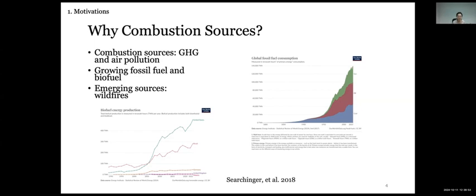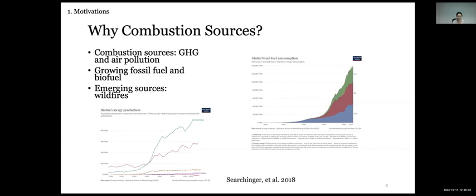and climate mitigation efforts. And then another reason why we focus on combustion sources is that there are growing consumptions of fossil fuel and biofuel energy. Therefore, these sources are contributing more and more emissions into the atmosphere that raises growing concerns. And there are also emerging sources like wildfires. Because of climate change, the frequency and intensity of wildfires increased over time. And how these sources influence our health is an important question that needs to be clearly answered.